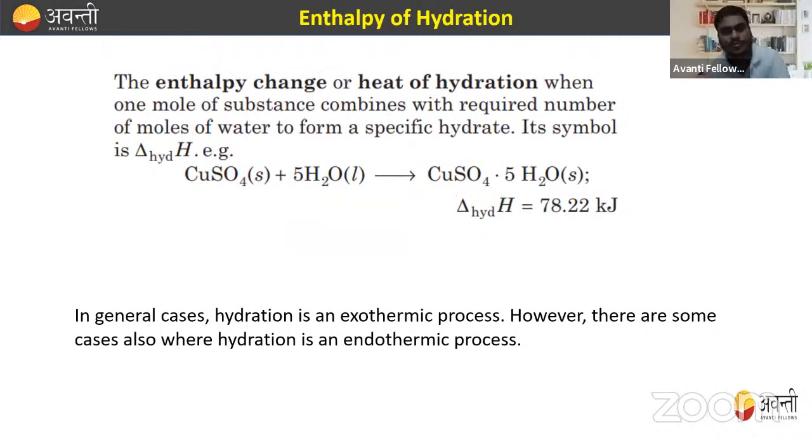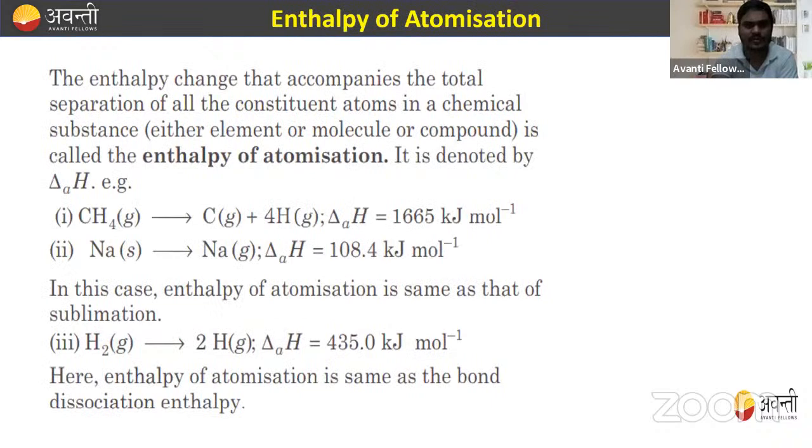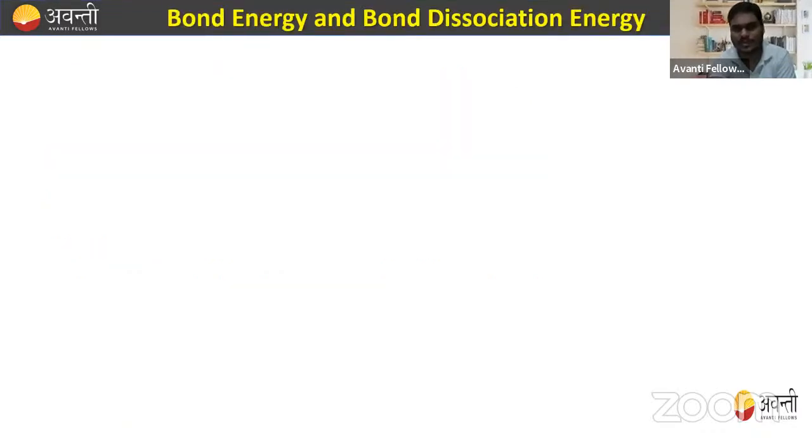Now, I'll move to the next thing, that is enthalpy of hydration. Basically, the enthalpy of hydration is the enthalpy change, or the heat of hydration, when 1 mole of substance combines with the required number of moles of water to form a specific hydrate. Its symbol is this. This is known as enthalpy of hydration, right? It is very simple to understand. Similarly, enthalpy of atomization is the enthalpy change that accompanies the total separation of all the constituent atoms in a chemical substance, either in element form or a molecule or a compound.